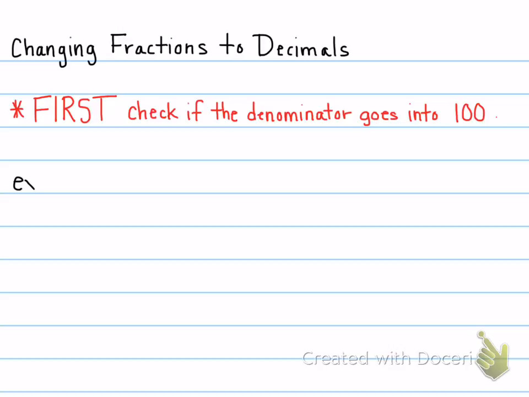Remember from previous lessons that if you have a denominator that goes into 100, or if you have a fraction over 100, for example, 17 over 100, the decimal is 17 hundredths. So there's really no work involved. If you have, for example, 5 over 100, you just need to make sure that the 5 is in the hundredths place. So it's 5 hundredths.